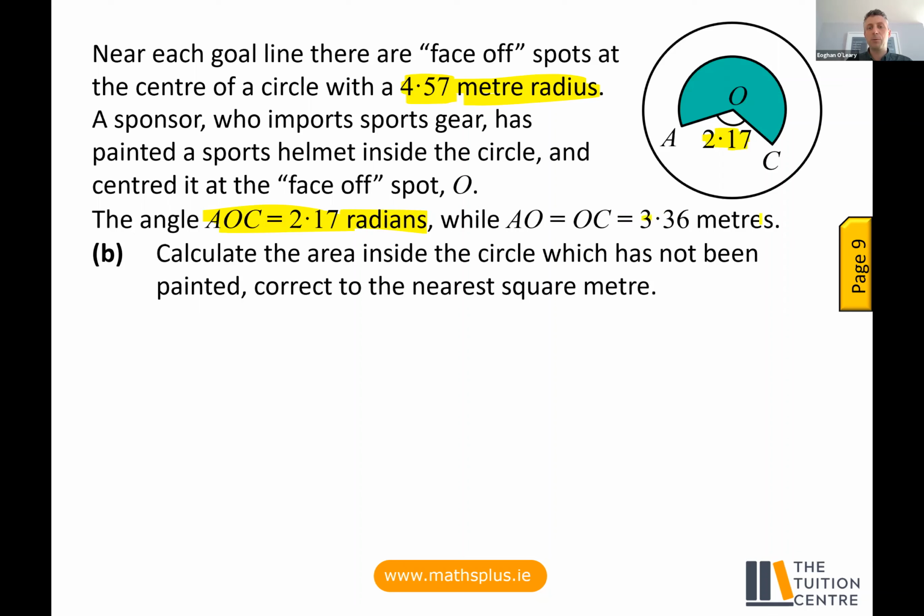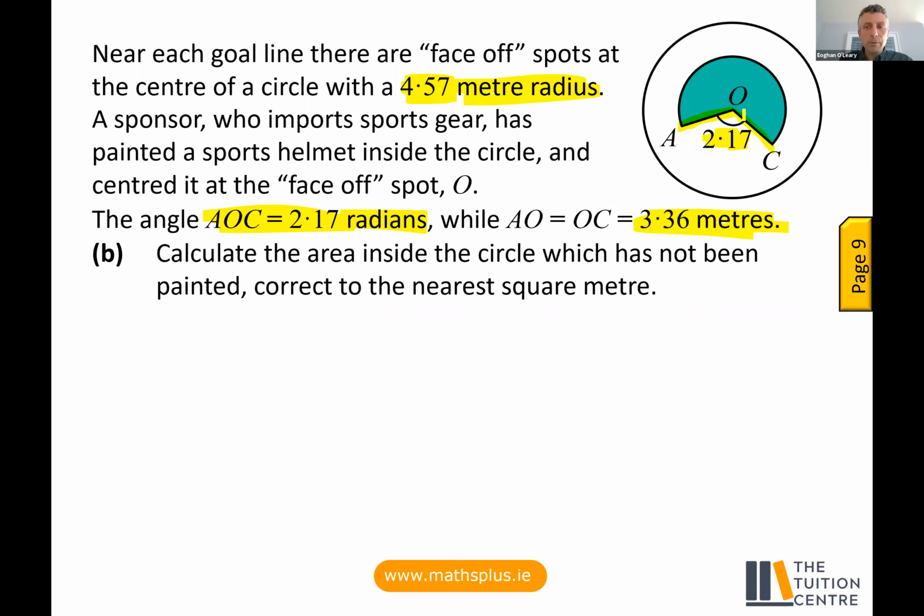OA and OC are equal to each other. They are 3.36 meters. So that's these two sides here. They're obviously radii of that smaller circle. Calculate the area inside the circle which has not been painted, correct to the nearest square meter.